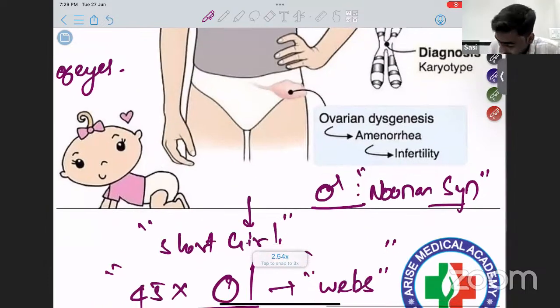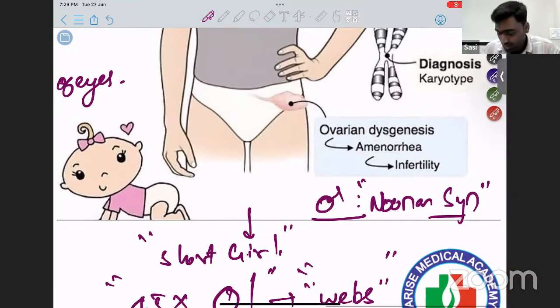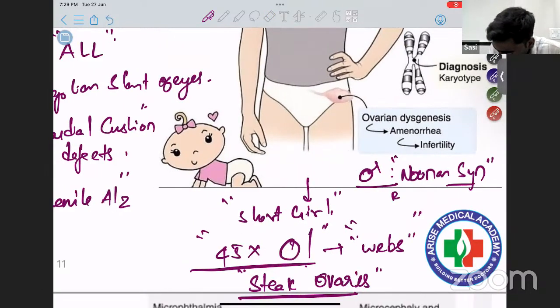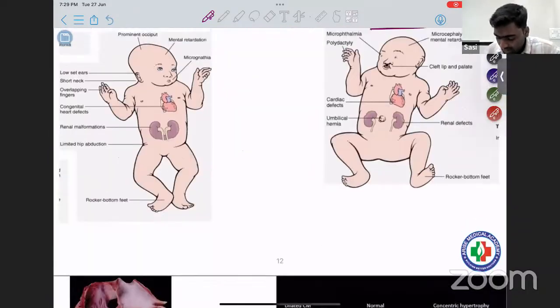Whereas in a case of boy, which is Noonan, remember, boys are always right. So he will be having right-sided heart defects like pulmonary stenosis. Okay, fine. This is about the Turner syndrome. Let's move on to the next other syndromes.